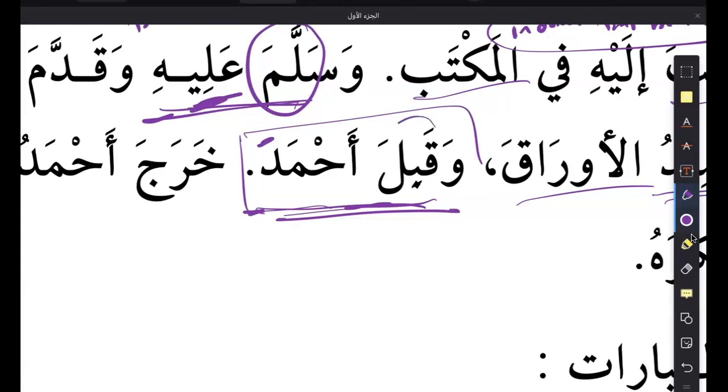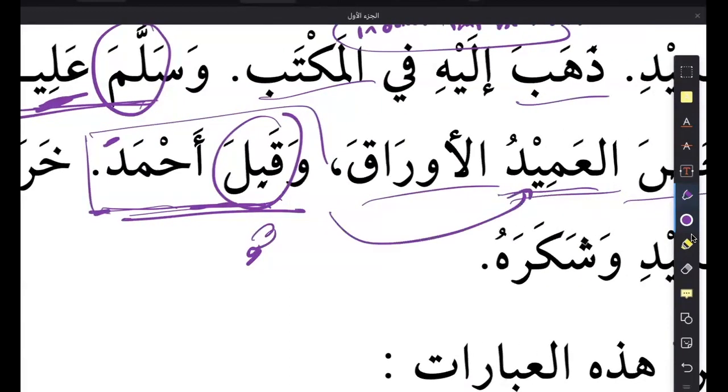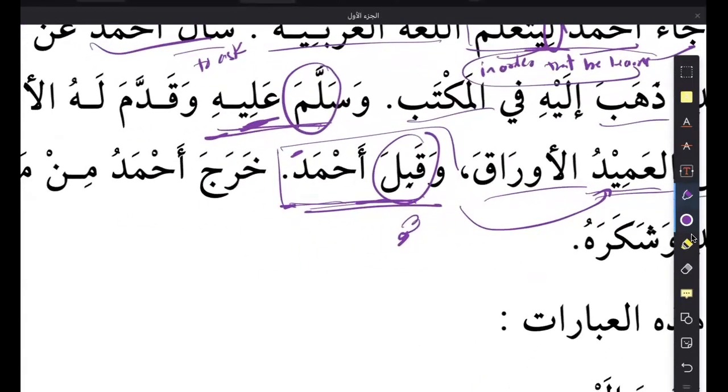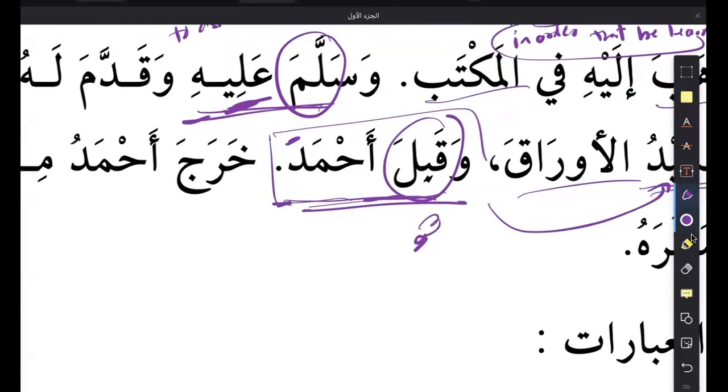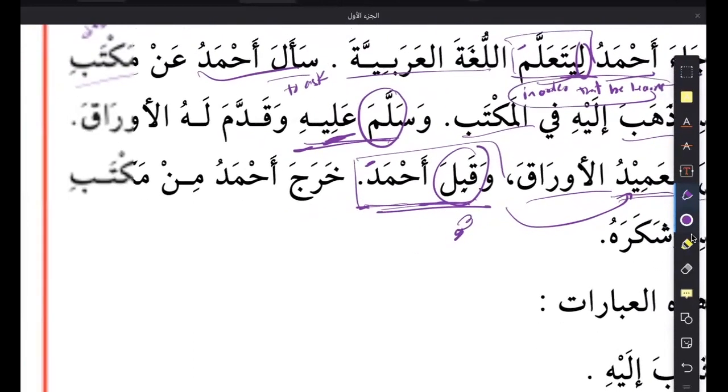So who's the doer? The doer is the pronoun. Pronoun is huwa. And where does the huwa refer to? Huwa goes back to the dean. So he, meaning the dean, accepted Ahmad. That means he accepted his application.